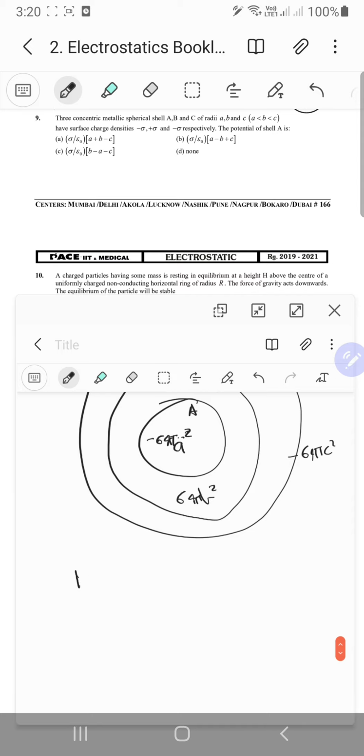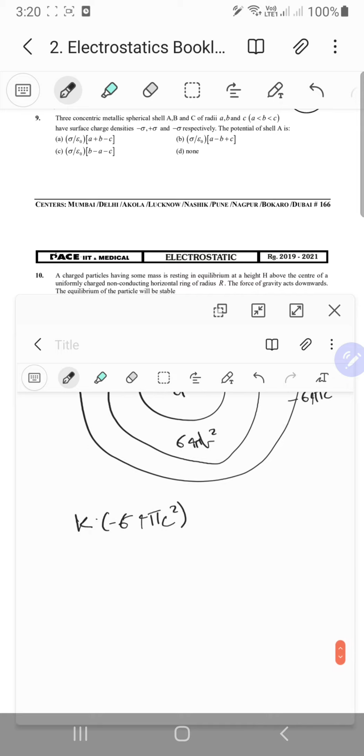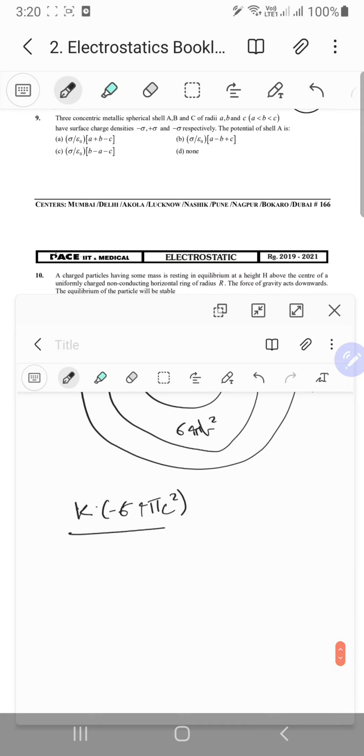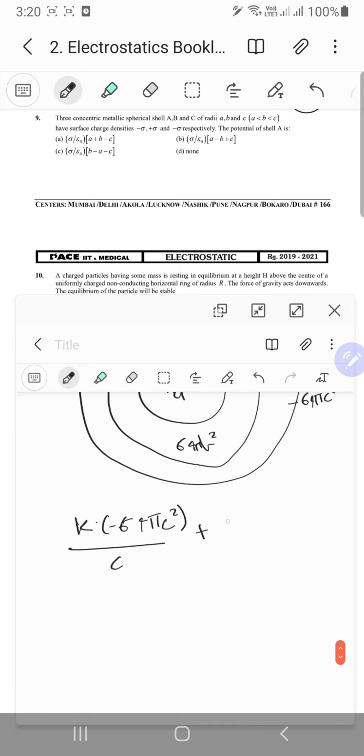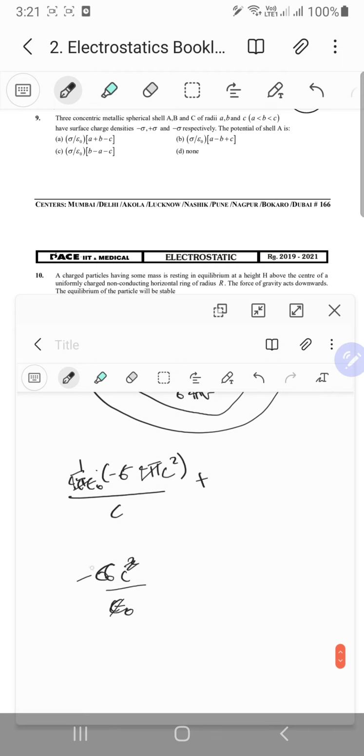So it's going to be kq upon r, right? So k into the charge due to c, which is negative sigma 4 pi c squared, kq upon r, I believe. So r is just c in this case. In fact, we can just write k is 1 upon 4 pi epsilon naught. So this cancels. Just got a negative sigma c squared upon c epsilon naught. Well, that c cancels as well. So it's negative sigma c upon epsilon naught.